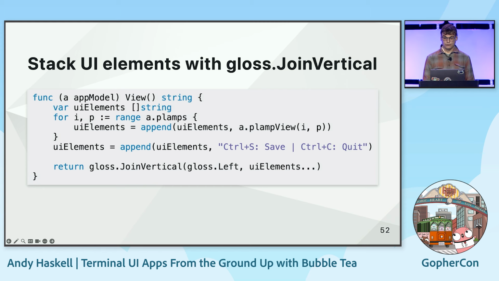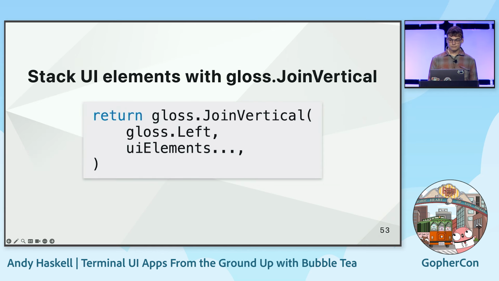Finally, in the top level view method, we do a refactor to utilize one other convenient lip gloss function, join vertical. Now we don't need to count new lines between UI elements, since join vertical handles that for us. So we add a plant view for each plant, as well as the app's instructions to a string slice called UI elements, and then we pass that slice into gloss.joinVertical. And notice, by the way, that the first argument of joinVertical is this constant called gloss.left. That's for aligning all the elements we're displaying to the left.